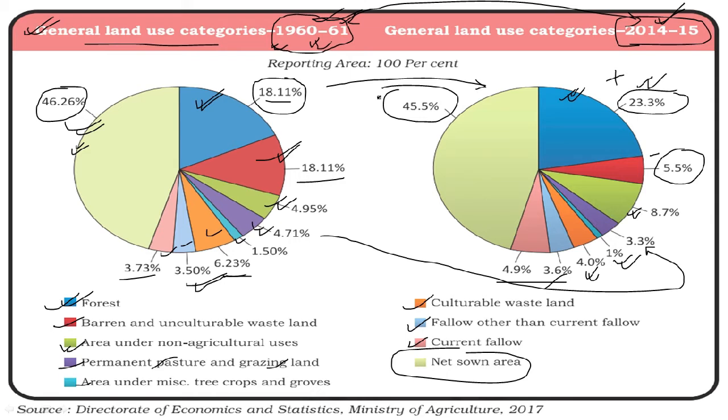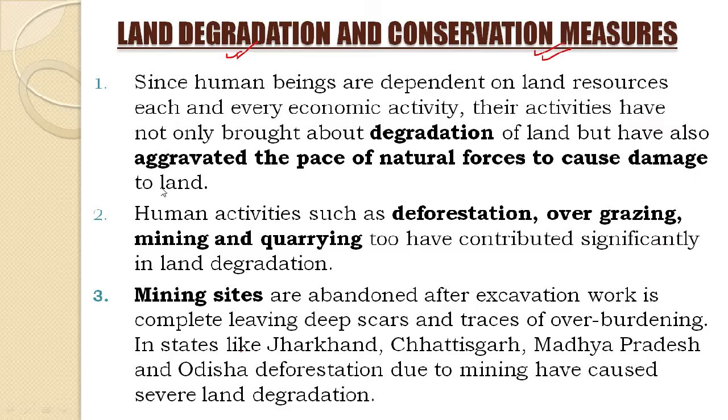The latest data is that of 2014-15 as per your textbook, and we need to compare it with a previous time period. That's why we have compared with a time period of 1960-61, and we can easily figure out the changes in the land use pattern of India. So this is how you should study data related concepts. Now let us move forward.